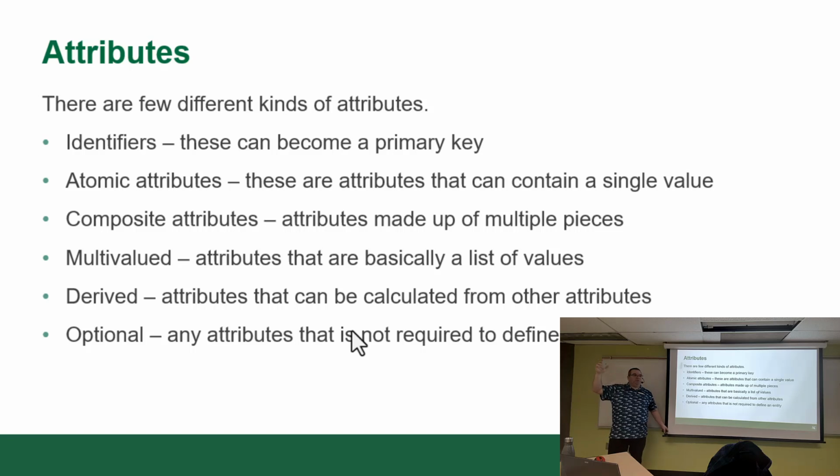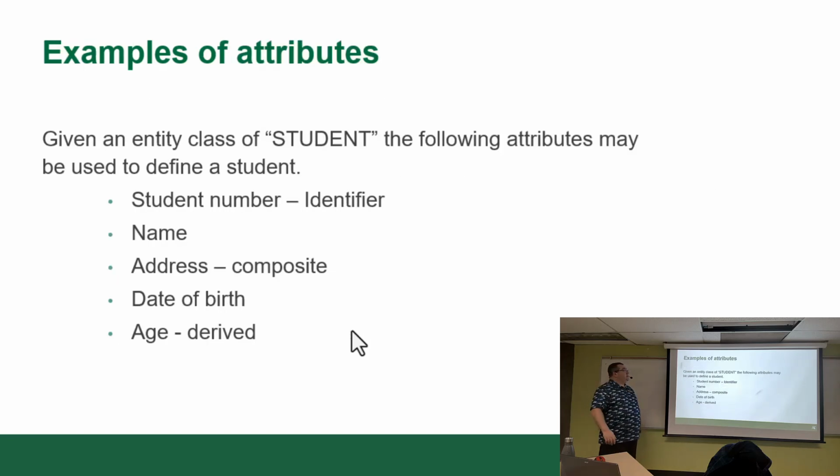Mailing address might be optional because maybe you live where your mail goes, that kind of stuff. So that's just optional attributes. Talking about the student, the following attributes can be defined. Student number would be your identifier. At Algonquin, your student number is your number, right?